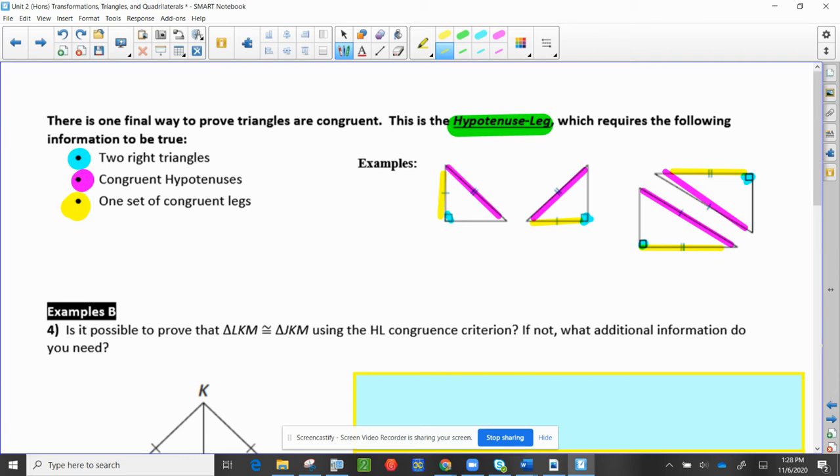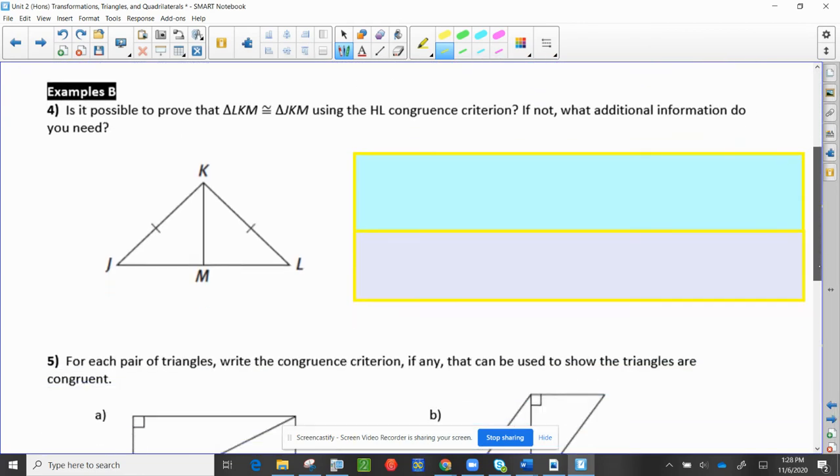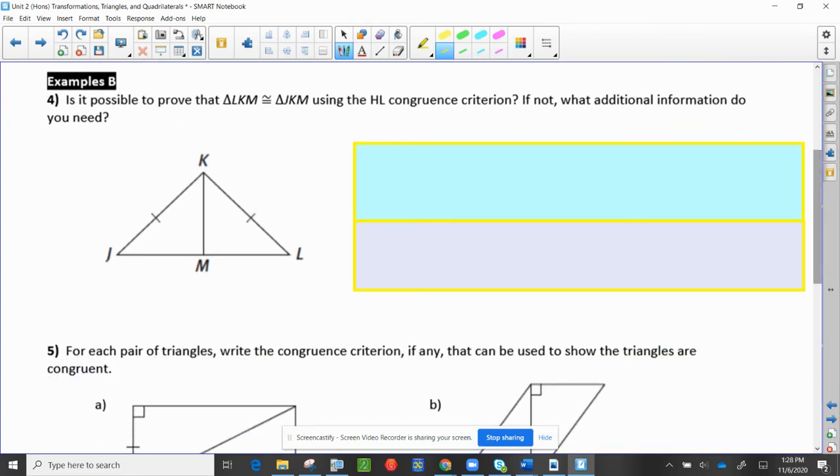Okay? So let's answer a couple questions. In number 4, I have a picture here of 2 triangles side by side. Is it possible to prove that triangle LKM is congruent to triangle JKM using the HL criteria? If not, what are we missing? So can I prove these triangles using that HL? Yes or no?